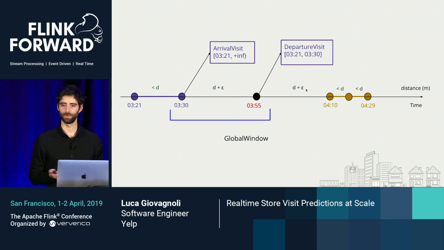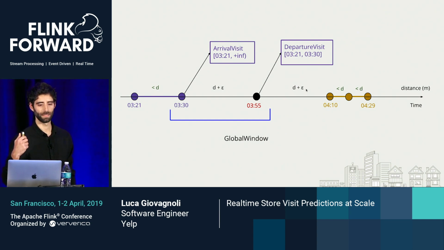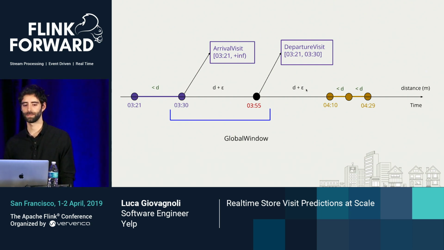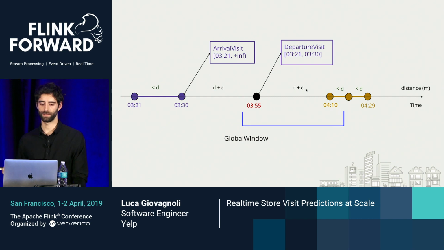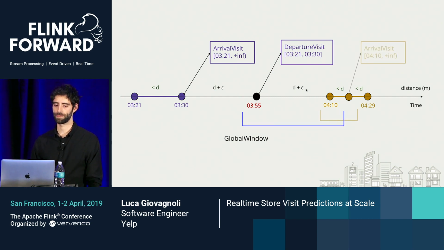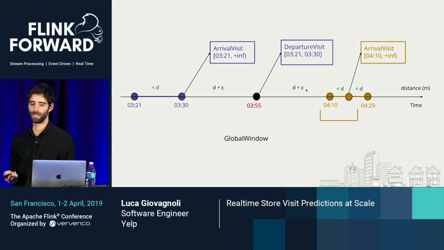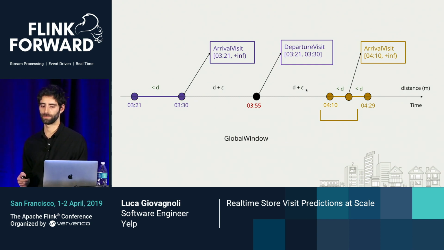We need state for doing this, of course. We need to remember if a user was already somewhere, if it's transiting or arrived somewhere else. And so we go on like this, always looking at pairs of pings. And here you can see we detect another visit because these two are very close, closer than d meters away.